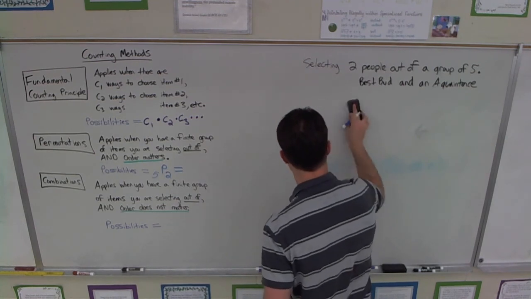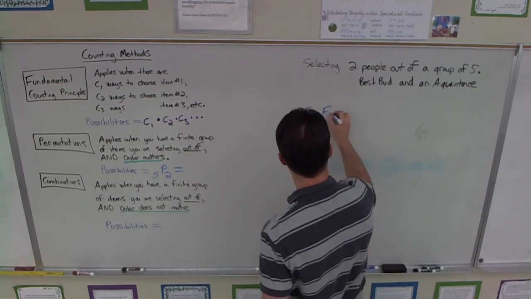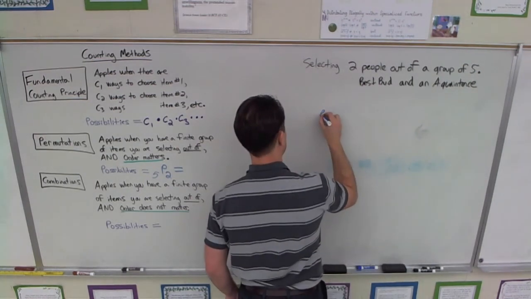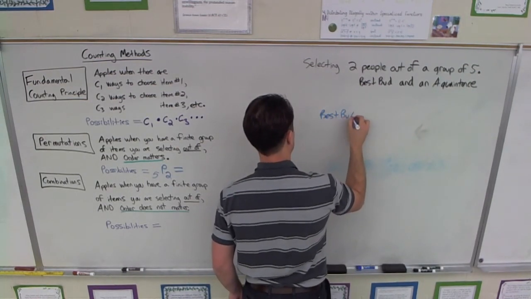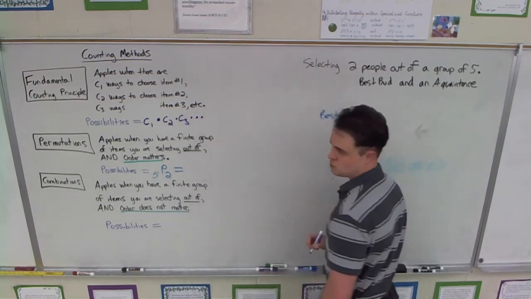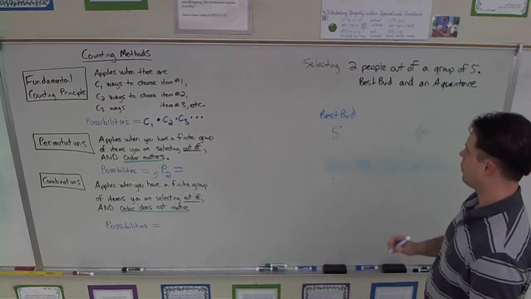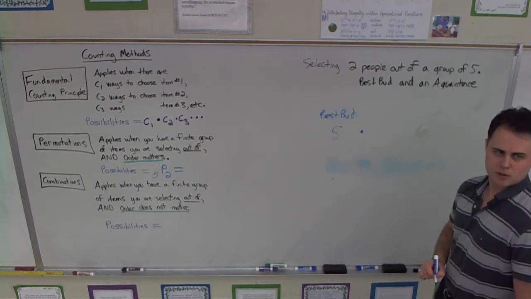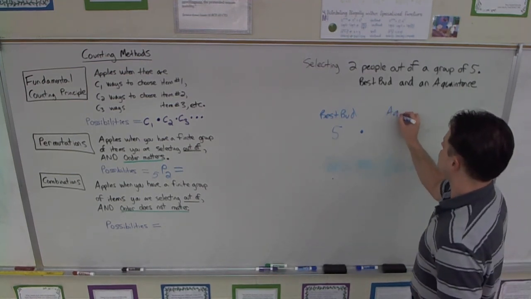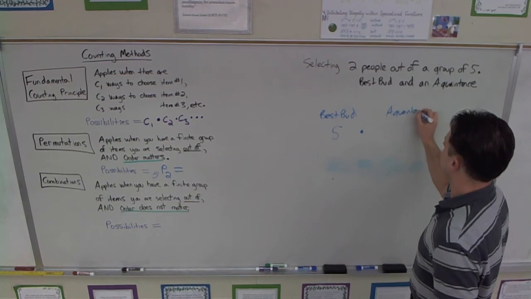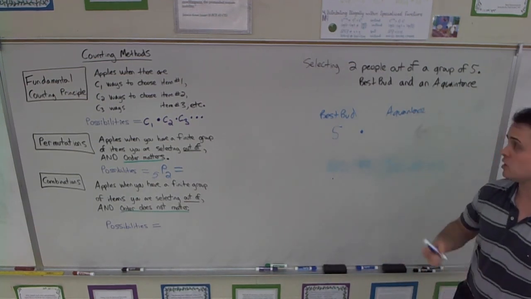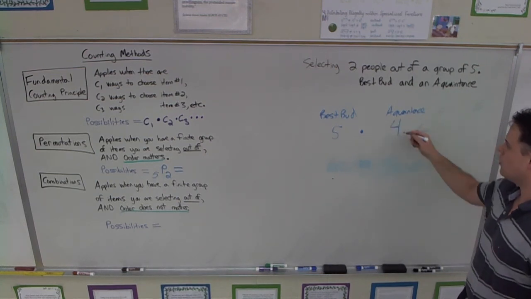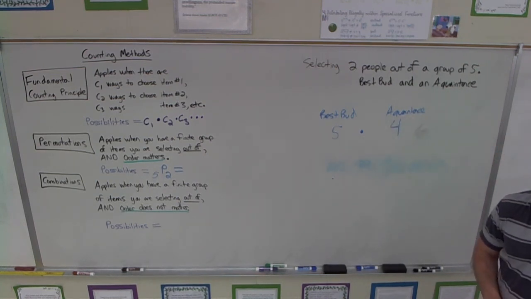So let me write this out real clear here. First person, let's say best bud. There's 5 choices for that, right? And we're going to be multiplying just like we did before. And then we've got the acquaintance, or the second person. How many choices are left? Because we already had to choose someone here. 4. Do we want to keep multiplying, or are we done at that point?